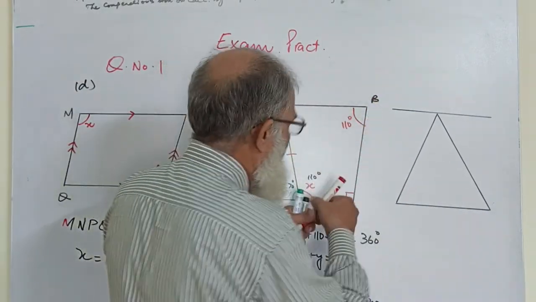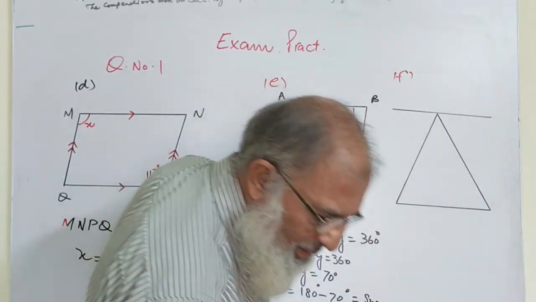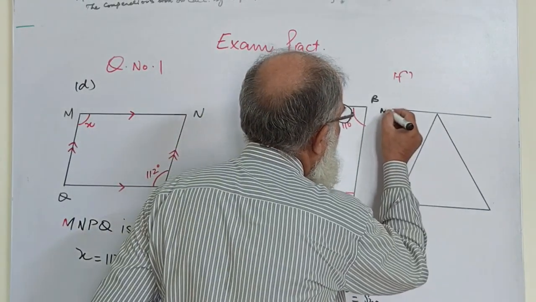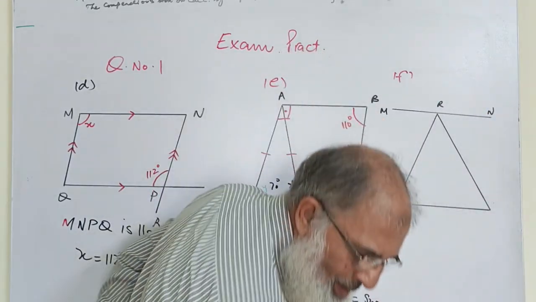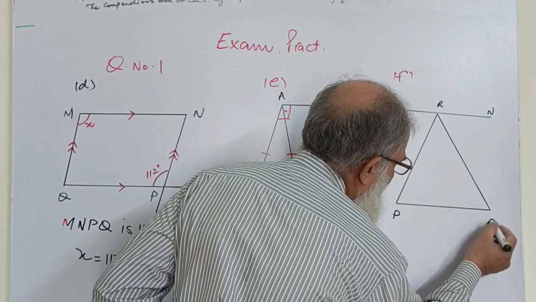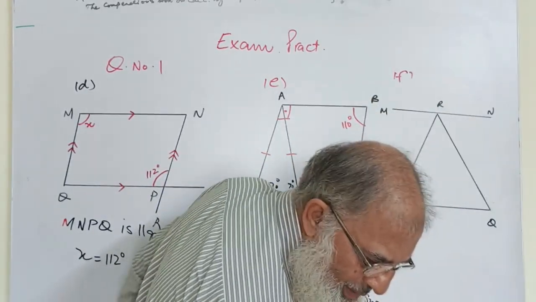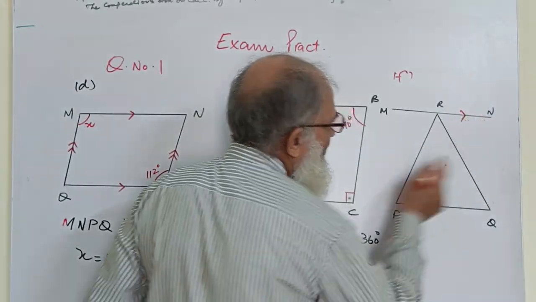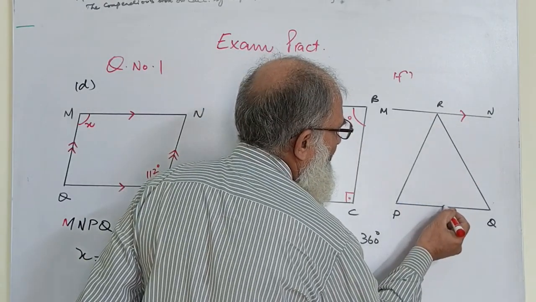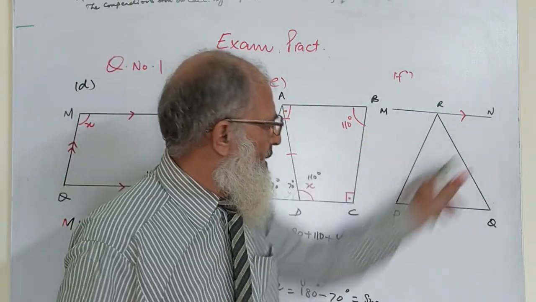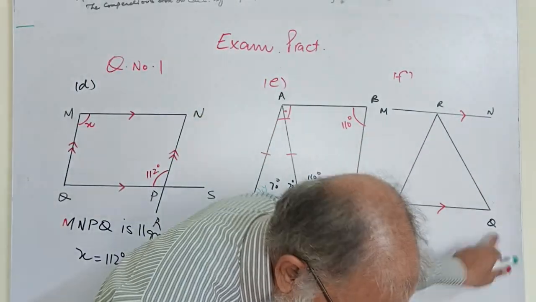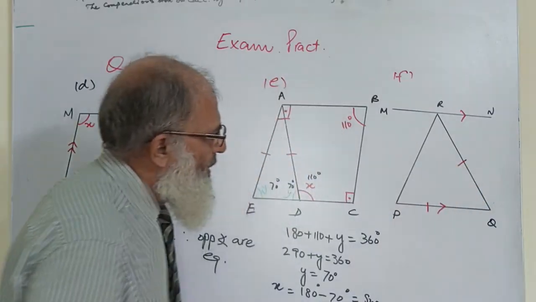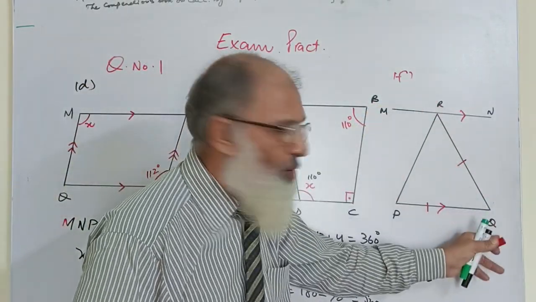Now this is part F, MRN, PQ. And there are two clues also given. Number one clue is this line, MN is parallel to PQ. And also PQ is congruent to RQ, equal in length.